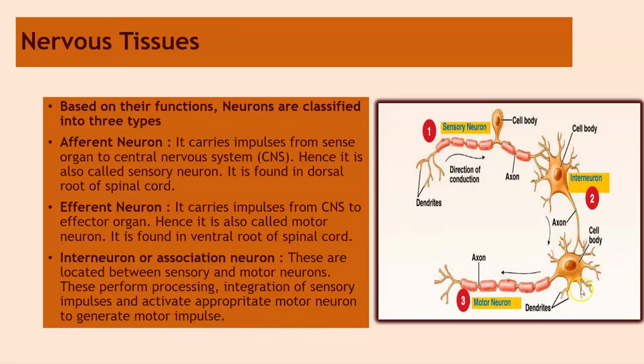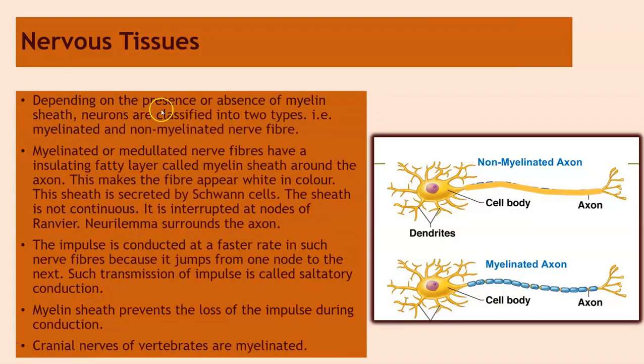So they process the impulse that is there here. These are your interneurons. They process the impulse, they integrate it, and they activate the appropriate motor neurons to generate the motor impulse.